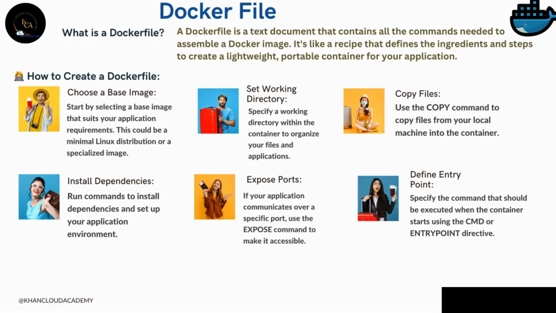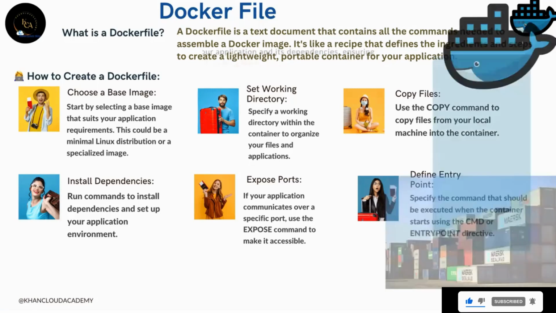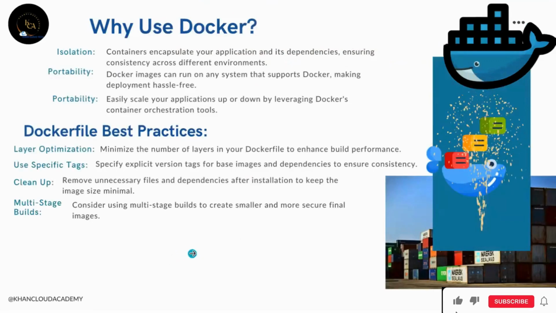Copy files. Use the COPY command. We will talk about all the commands. Copy files from your local machine into the container. When building the images, it will copy from your local machine to inside the container. Install dependencies: run commands to install dependencies and set up your application environment. That is very important. Expose the ports. If your application communicates over a specific port, use the EXPOSE command to make it accessible for the end users, right? Define entry point. Specify the command that should be executed when the container starts using the CMD or ENTRYPOINT directive.